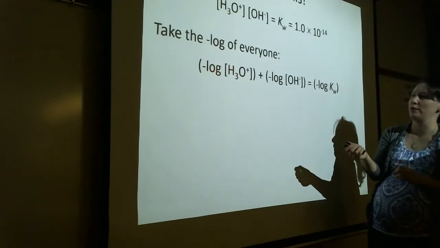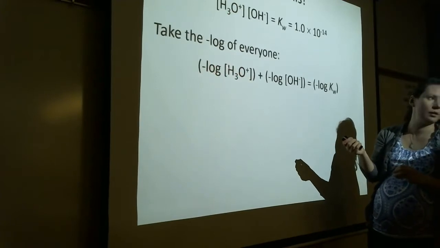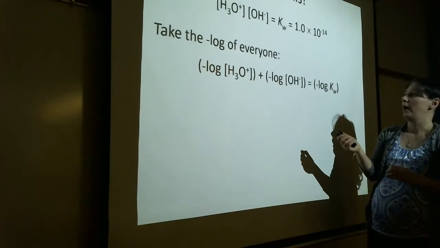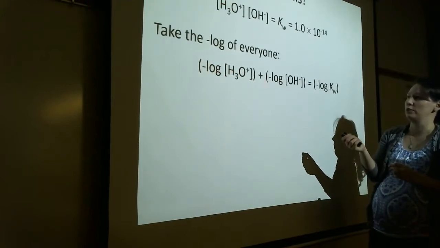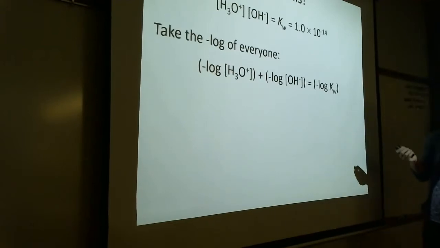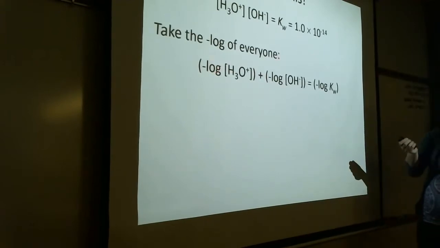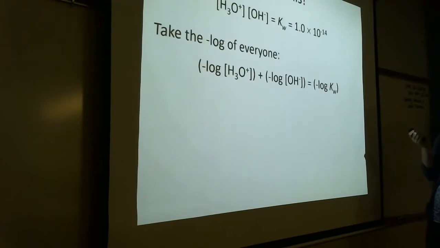What's the definition of negative log of H3O plus? pH, right? And then remember your log rules when you're multiplying logs. You can do this rule where you're adding them, right? So this is pH, this is pOH, and then what's the negative log of Kw? We call that the pKw. If the value here is 1 times 10 to the negative 14th, that's just taking the negative log of 1 times 10 to the negative 14th, which is what?